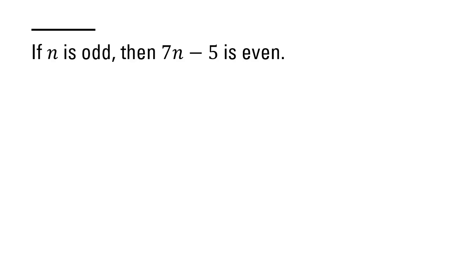Let's prove the same statement using three different proofs: a direct proof, a proof by contrapositive, and a proof using contradiction. What we are trying to prove is an implication. So again, we have an if-then statement. If n is odd, let's call this P of n, then 7n minus 5 must be even. Let's call this Q of n. What we are trying to prove is P implies Q.